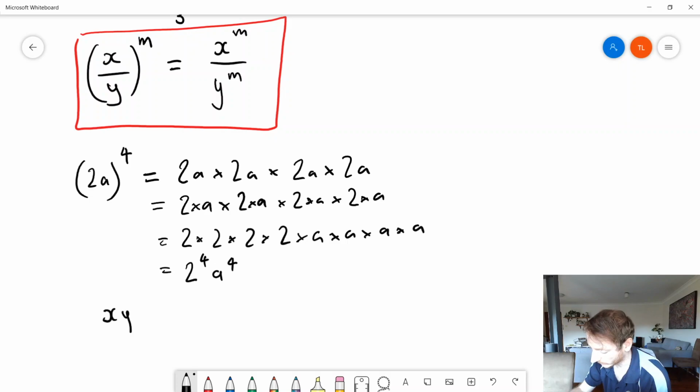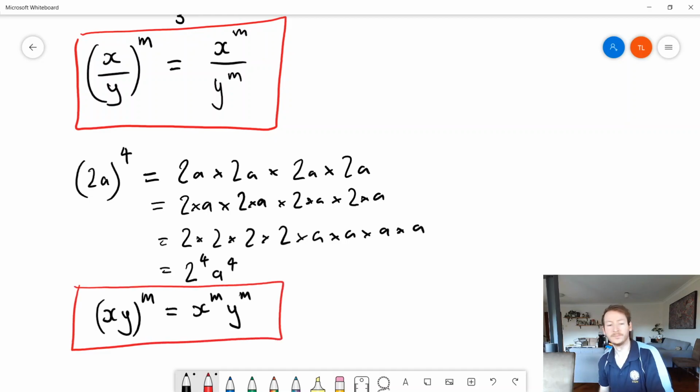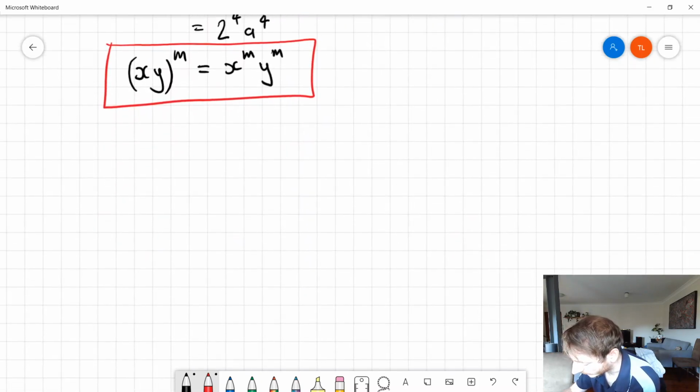Let's say (xy) to the power of m equals x to the m, y to the m. Put that one in a nice shiny red box as well. So those are the 2 rules for today. Let's do some quick examples with them, but they're pretty self-explanatory, so we should be okay.